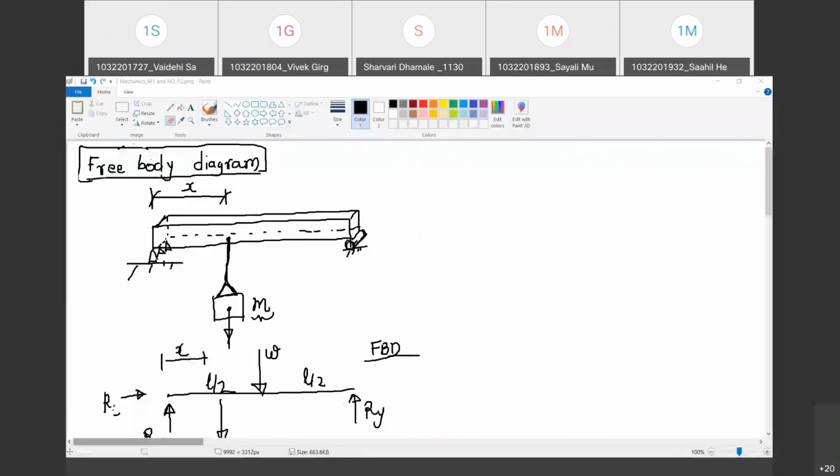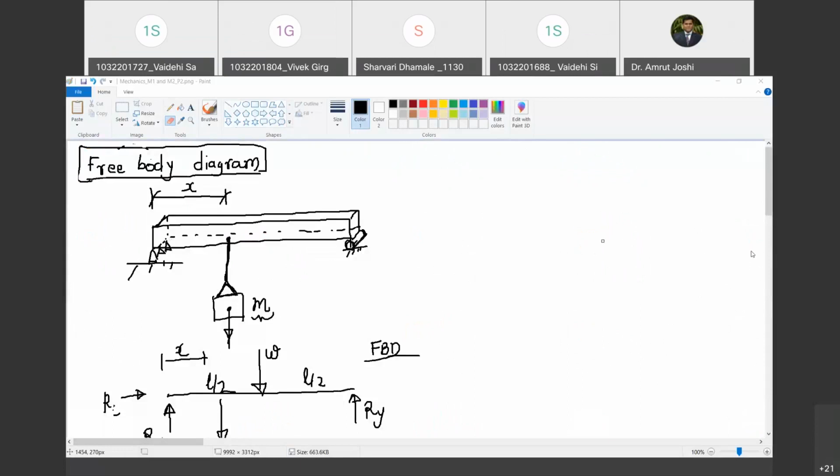So in last class, we discussed what is beam, what are the various types of supports, then what are the reactions that a particular support can offer. Then we also discussed something about free body diagram. Do you agree with me? Yes, sir. So in free body diagram, how, sir, did we define free body diagram?